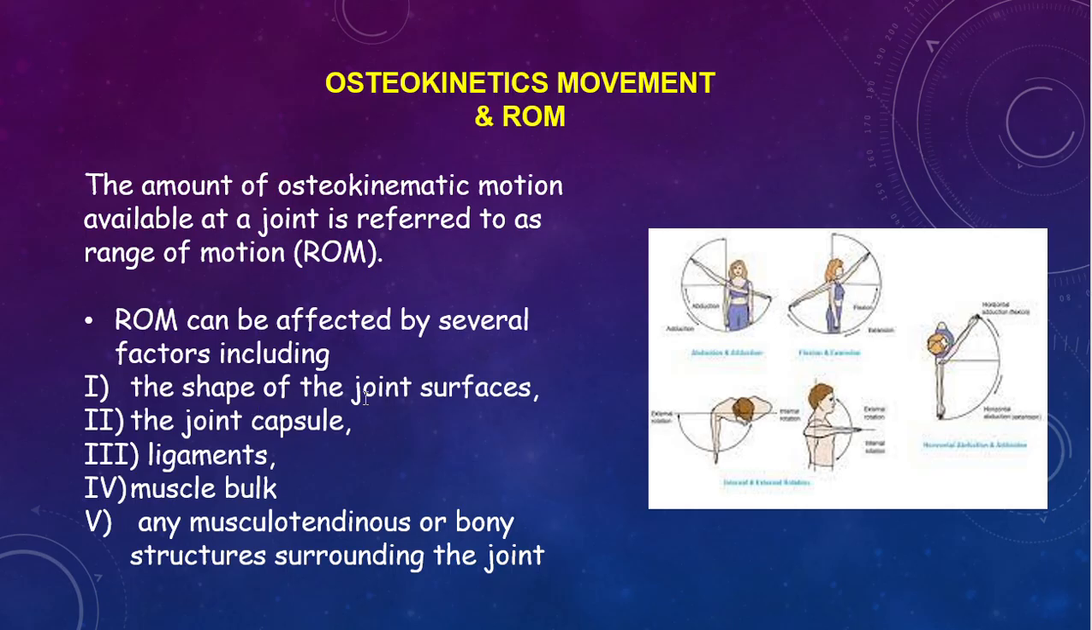For example, the shape of the joint. If the shape is distorted by inflammation or infection, the movement isn't going to take place. If the joint capsule is fibrosed, if it's inflamed, it's not going to allow the movement to take place easily. If the ligament that hold the bones together is weak, it will affect the movement, and the muscles are the contractile element that bring about the movement. So if the muscles are weak, all right, the movement isn't going to take place. So these are factors that could limit osteokinematics, or we could say factors that could limit range of motion.